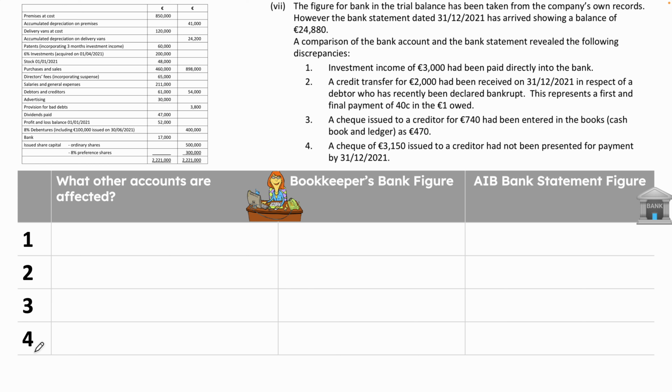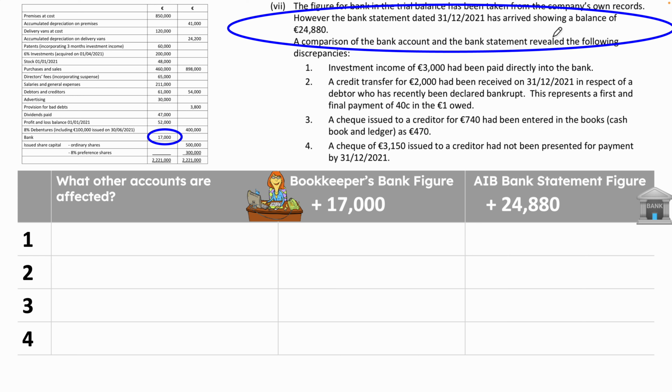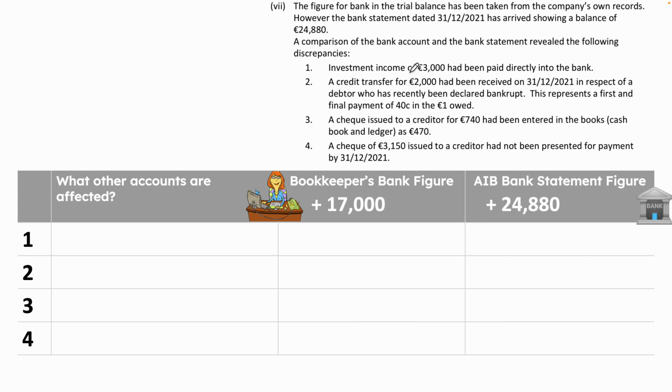Now, the bookkeeper's bank figure is taken from the trial balance, €17,000. That is a positive €17,000 because it is over on the asset side. If it was on the credit side, that would be a liability. The bank statement figure then is a balance of 24,880. So that is a positive bank figure as well. Now, the comparison of the bank account and the bank statement revealed the following discrepancies.